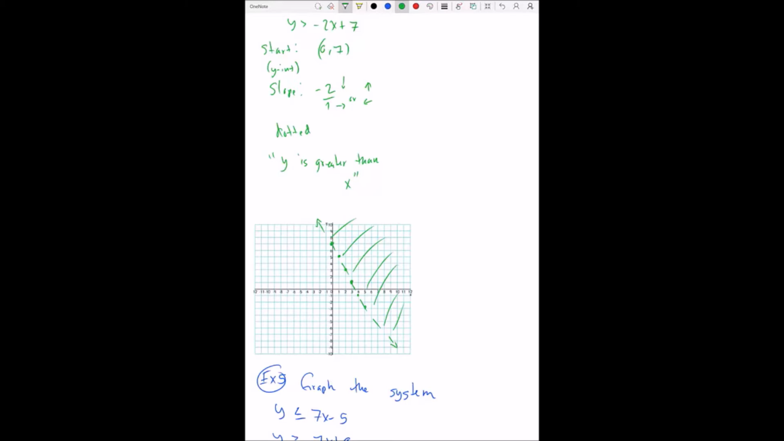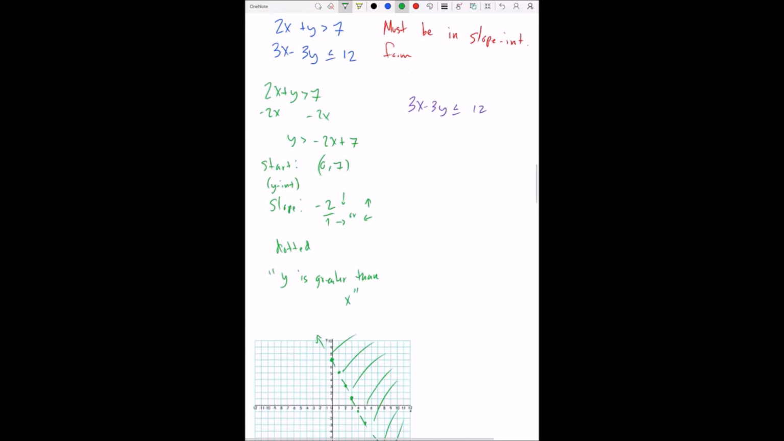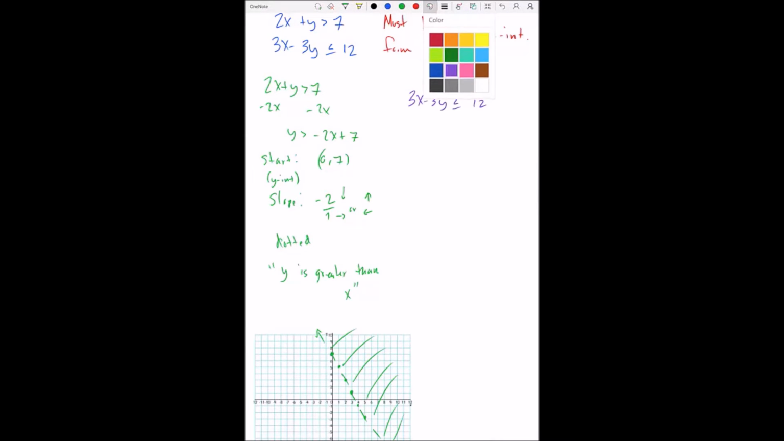Alright, let's do the same thing to our next inequality. So we need to solve for y by subtracting 3x. So we get negative 3y is less than or equal to negative 3x plus 12. And we need to divide by a negative 3. Remember, when we divide by a negative, you better flip that sign. So we have y is now greater than or equal to x minus 4.